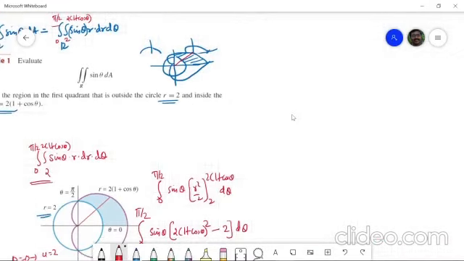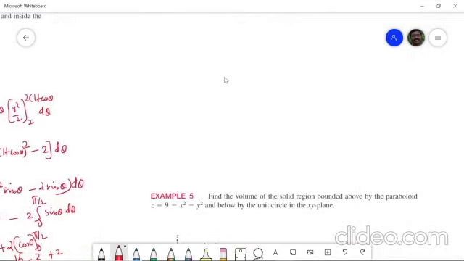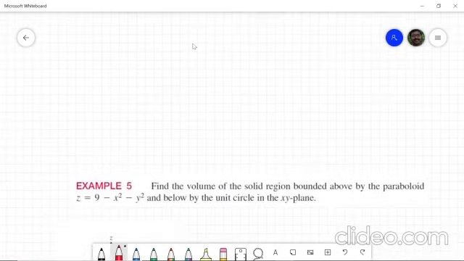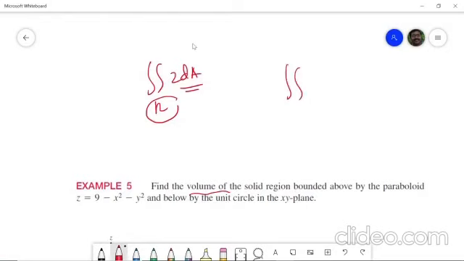So basic ideas, you should know some basic curves, only then you can understand this problem. Okay. So we can find the volume of the region bounded by the paraboloid z is equal to 9 minus x square minus y square below the unit circle in the xy plane. So we have to find the volume. The formula of volume we have already studied is simply the integral over R of z dA, where R is the region in the xy plane. So this will become the integral over R of 9 minus x square minus y square dA.